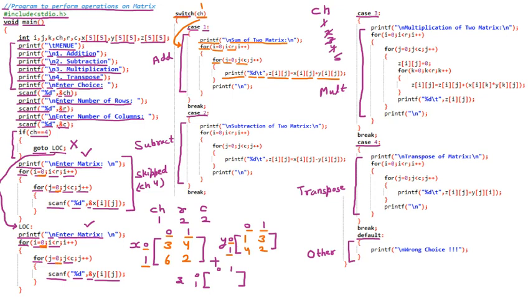Now first of all we are saying z[i][j] is equal to x[i][j] plus y[i][j]. So first of all 0 0 plus 0 0, 3 plus 1 is 4, 0 1 plus 0 1, 4 plus 3 is 7, 1 0 plus 1 0, 6 plus 4 is 10, 1 1 plus 1 1, 4. So this is the answer. If we perform the addition of two matrices, this will be the answer.